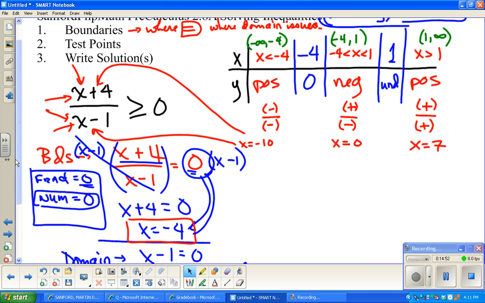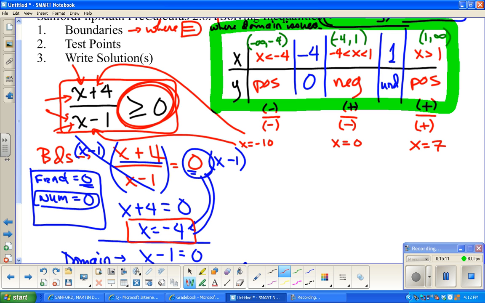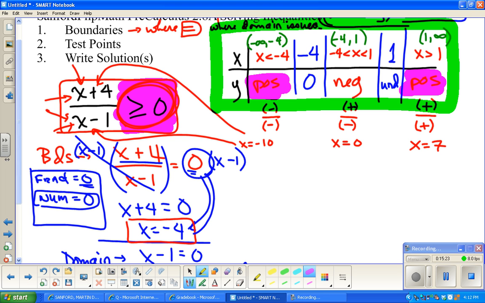Now, I haven't answered the question yet. Okay, this is a sign chart. This is an organized set of information that lets me now answer the question. What I was supposed to do was solve for any x values that make this thing greater than or equal to 0. Okay, so now the question is, what does greater than or equal to 0 look like? Well, greater than 0 is positive, and equal to 0 would be that.